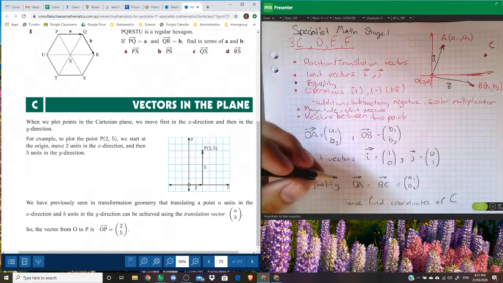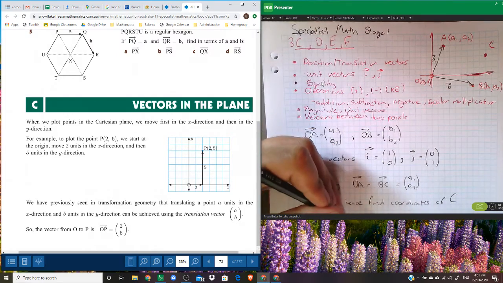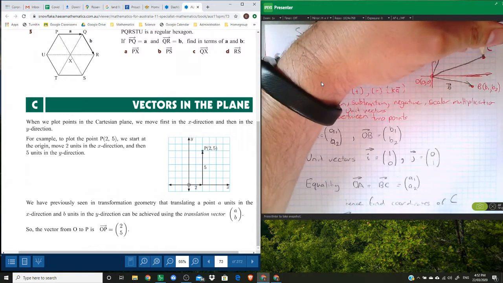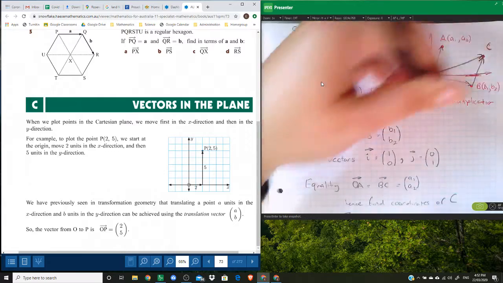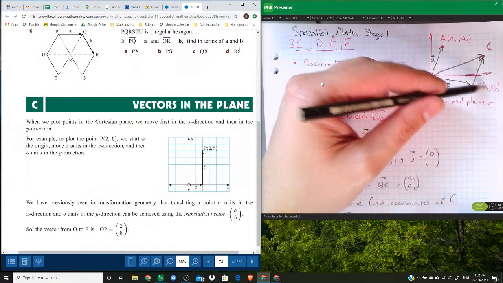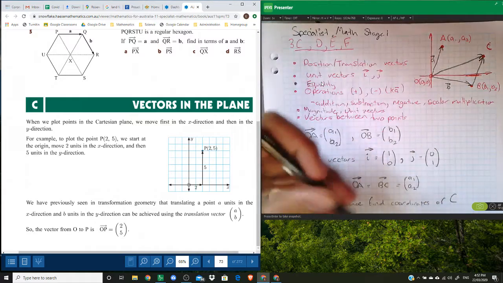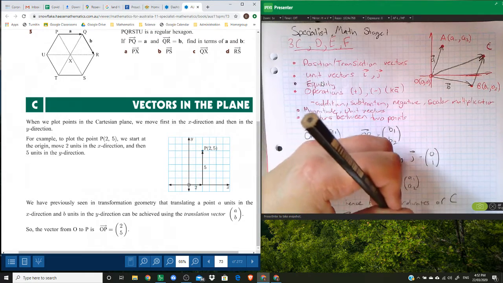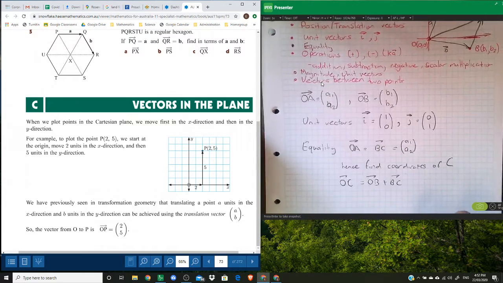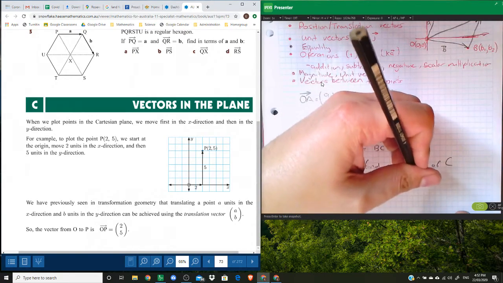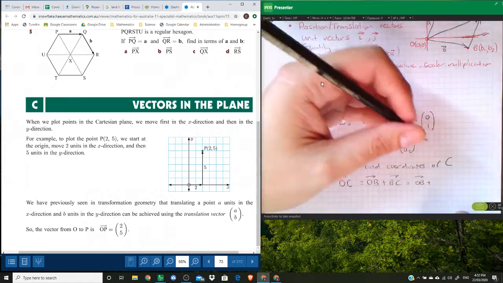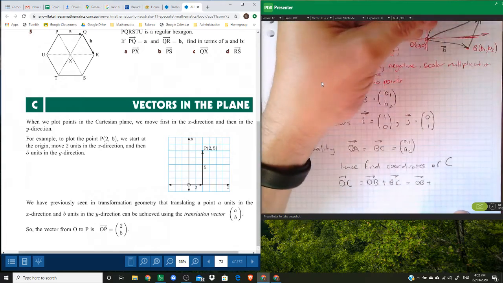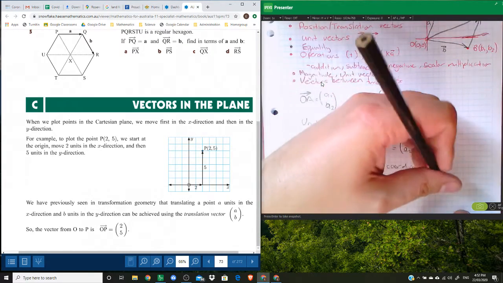Well, I can say that OC, for example, the vector that will take me from O to C up there, I could travel from O to B, which I know in terms of B, and then B to C. Okay, so O to C could be expressed as O to B plus B to C. But that can be written as O to B plus B to C, which is also OA because it's equal.